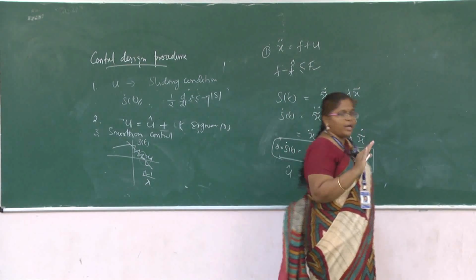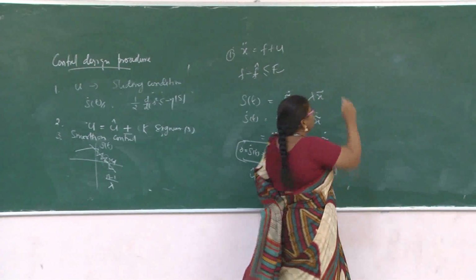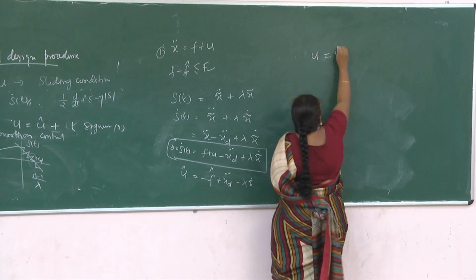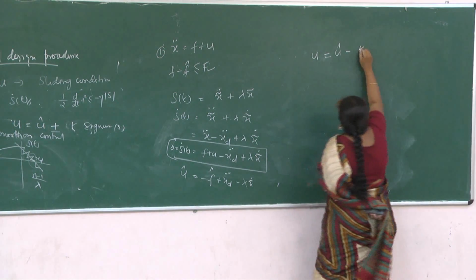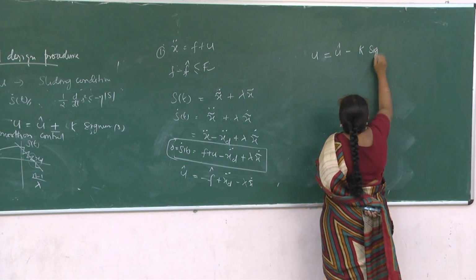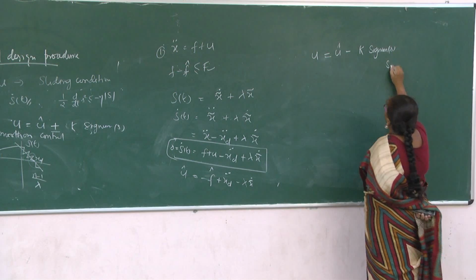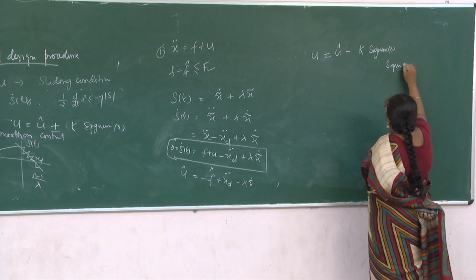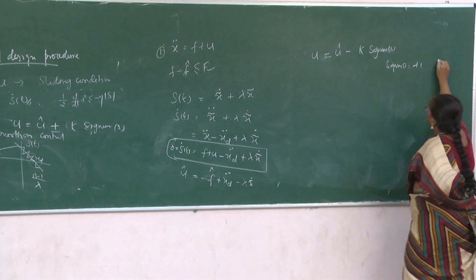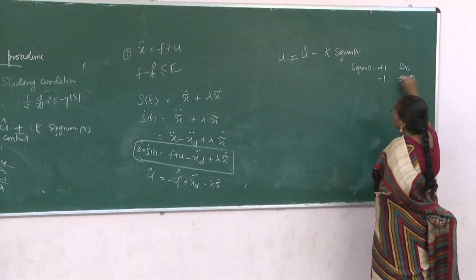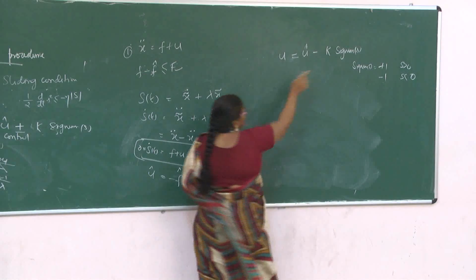In order to have this insensitivity, we have to design a control law as u equal to u cap minus k times a signum function. The signum function is equivalent to plus 1 when s is greater than 0, and equivalent to minus 1 when s is less than 0. So this is my control law.